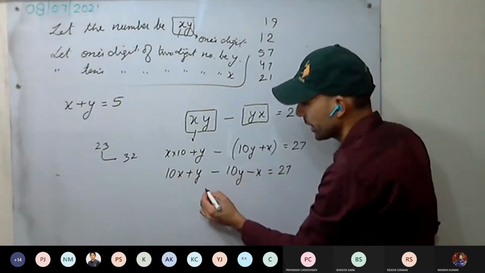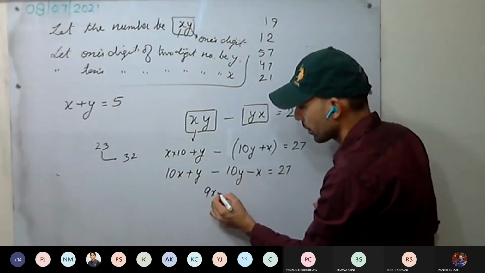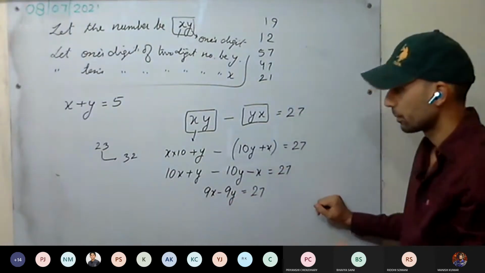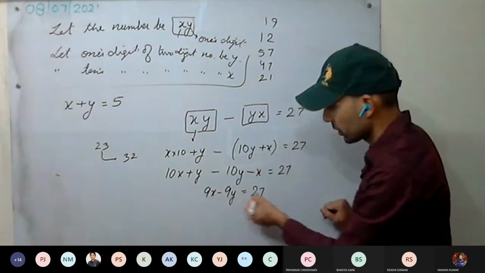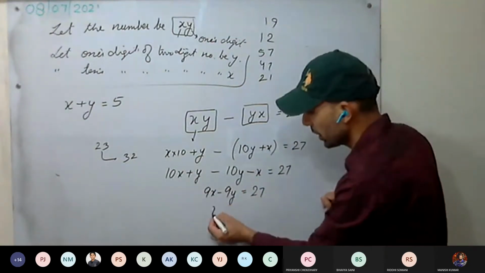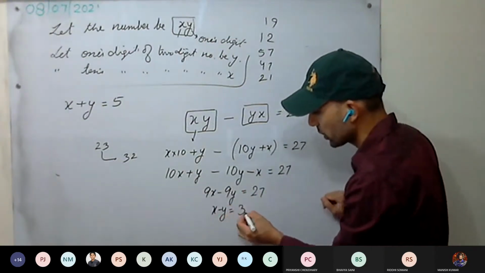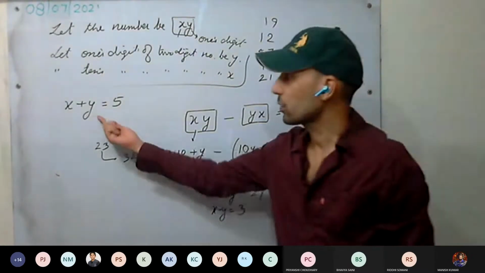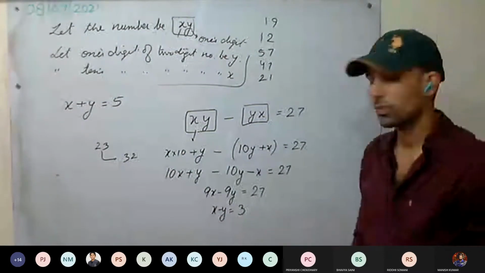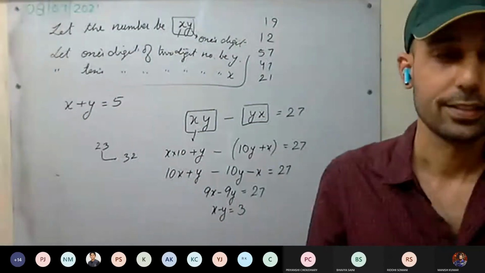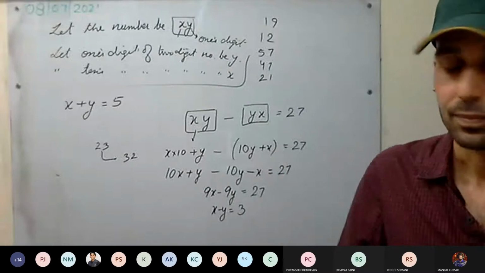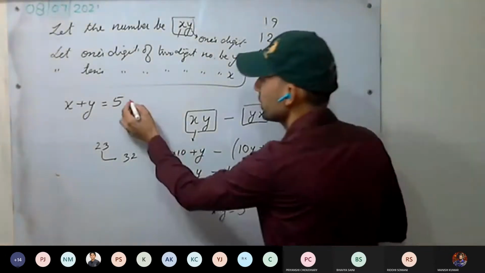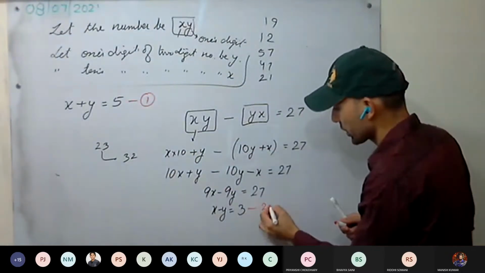Subtract them. You are getting 9x minus 9y equal to 27. There is a common factor, so we can take it out. It will be x minus y equal to 3. You have got two equations: x plus y equal to 5, and x minus y equal to 3. Solve them and find x and y. Everyone solve them.